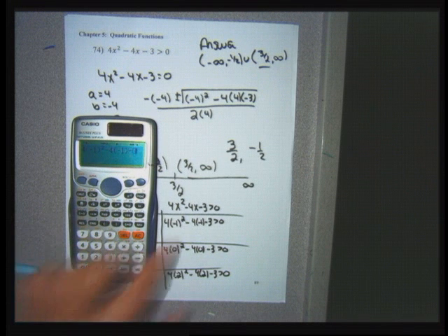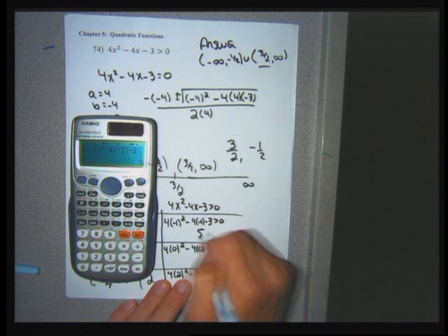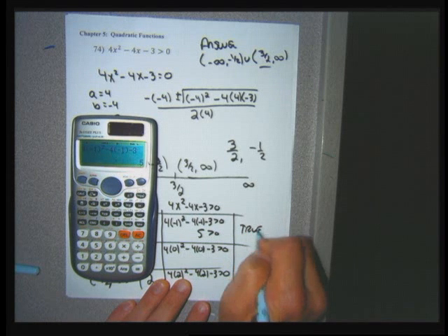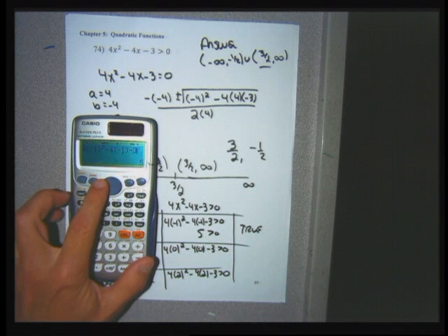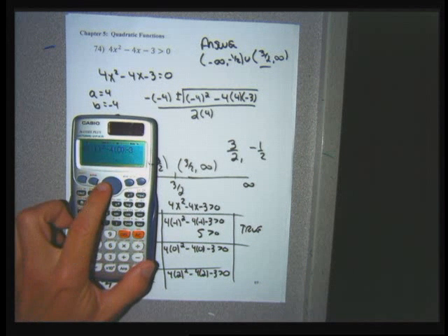So top one is that, and that gives me 5 is bigger than 0. And since 5 is bigger than 0, I'm going to put a true here. Now I'm going to get rid of these negative ones in the parentheses and put zeros there to check the middle.